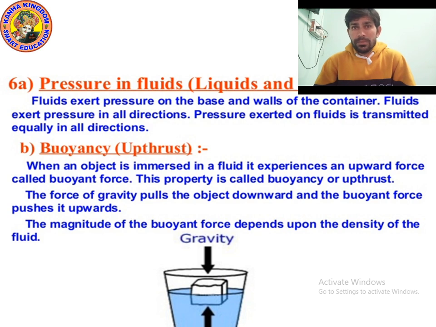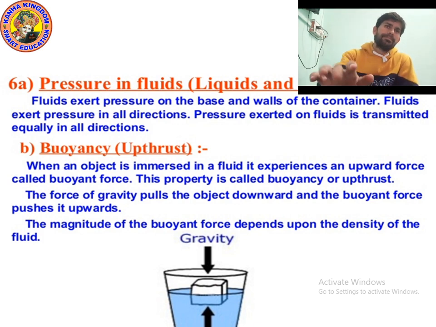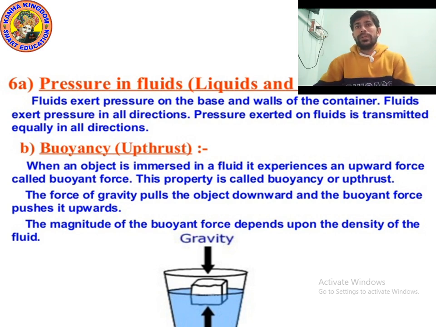So W is equal to mg, and since g at a place is constant, W is directly proportional to m. Means when the mass increases, weight increases. So the weight of the body changes from place to place, but the mass remains constant. It does not change from place to place. And what is the SI unit of weight? Newton.